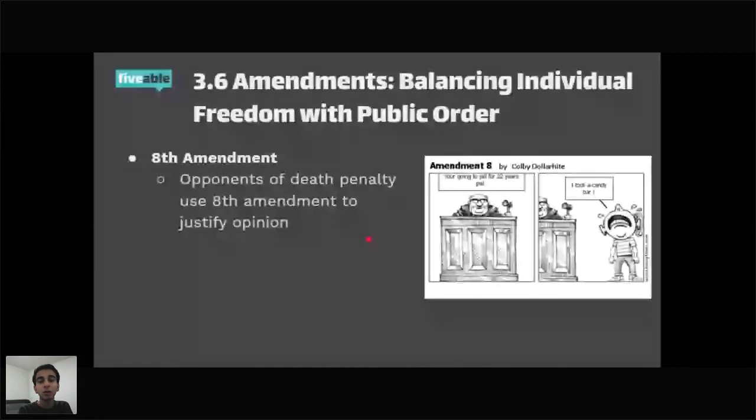So with the Eighth Amendment, opponents of the death penalty use the Eighth Amendment to justify opinion.